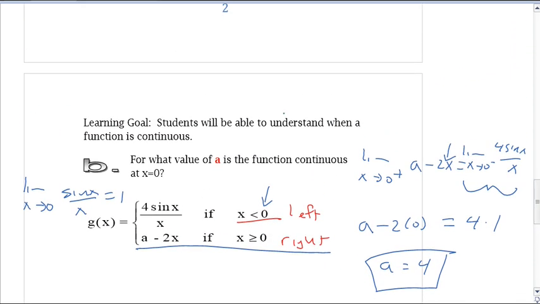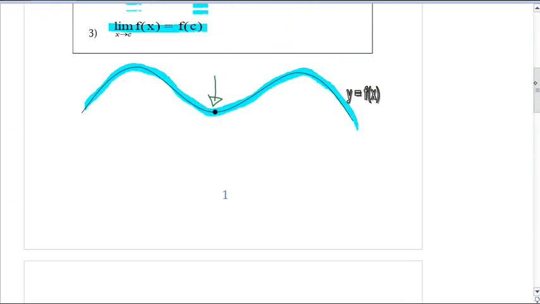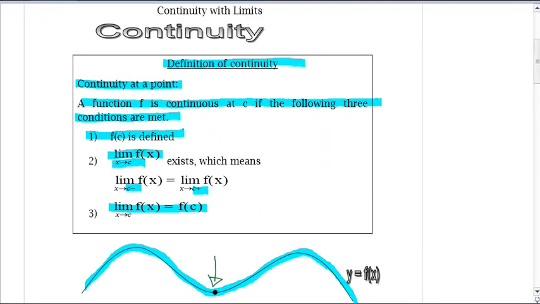So let's go back up to our learning goals. Students will be able to understand when a function is continuous. It's all about these three little parts of the definition. The height has to exist, the general limit has to exist, and then if you do have a hole, it's filled in.